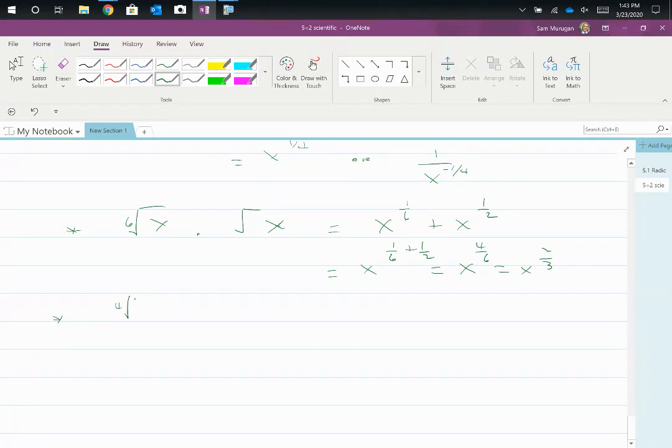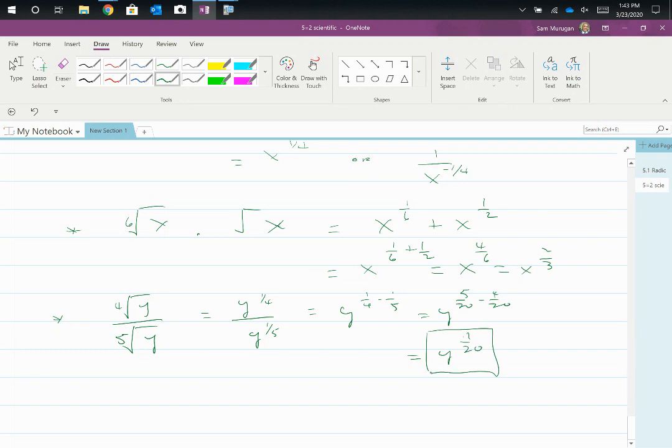The 4th root of y over the 5th root of y. So y to the power 1 over 4 divided by y to the power 1 over 5, which is y to the power 1 over 4 minus 1 over 5, y to the power 5 over 20 minus 4 over 20, or y to the power 1 over 20. I'm expecting that you guys can do the fractions.